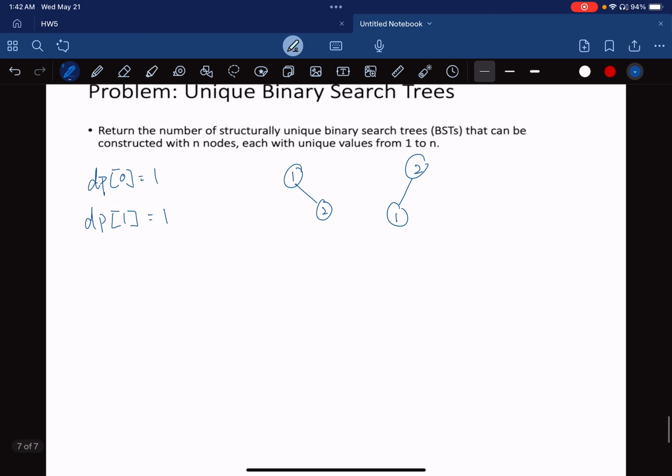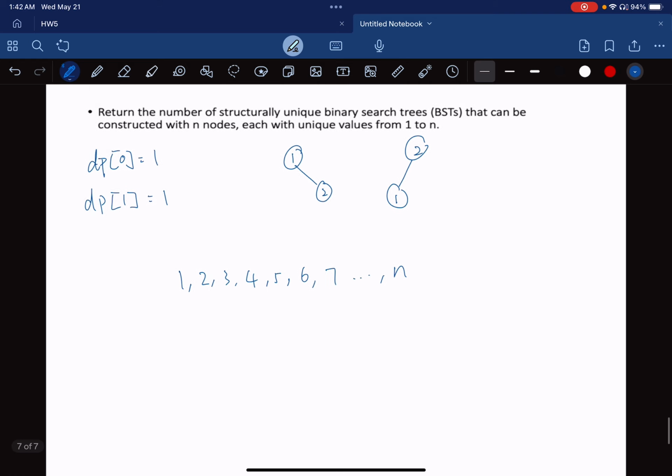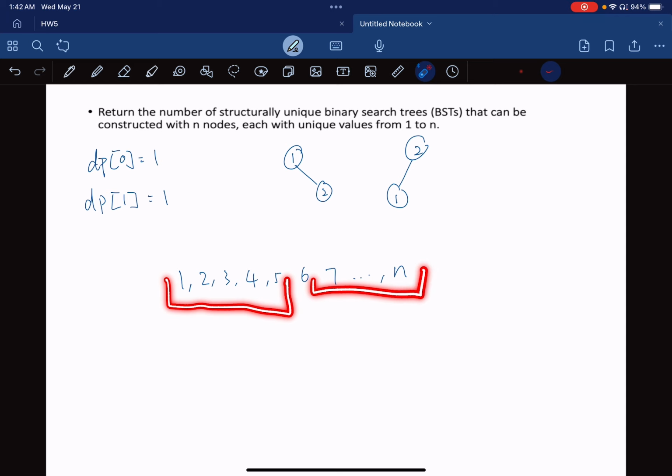If we're given n nodes, so we have 1, 2, 3, 4, all the way to n, we can let each node be the root node. For instance, if we let 6 be the root node, we have 1 through 5 on the left side of the root node, and 7 to n on the right side. So what we can do is find how many BSTs there are in 1 through 5 and how many BSTs there are in 7 through n.